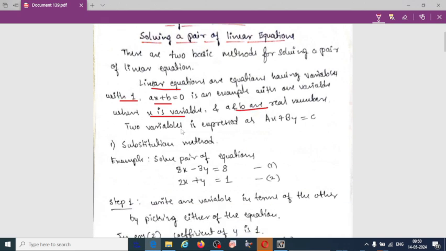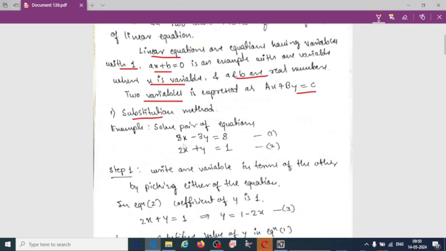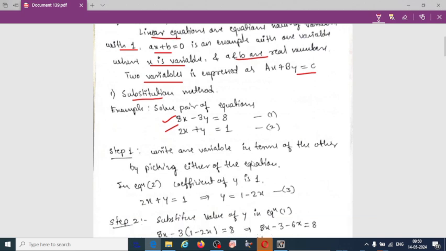Like that, you can write the equation for two variables. Example: ax plus by equal to c. Here x and y are the two variables. The two methods of solving linear equations are, first one, the substitution method. Let us take an example here. These are the two linear algebraic equations given. Consider them as 1 and 2.